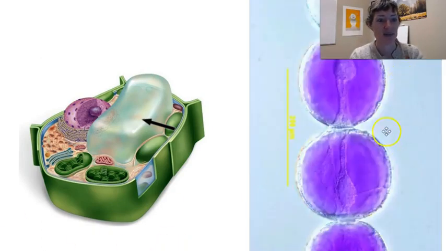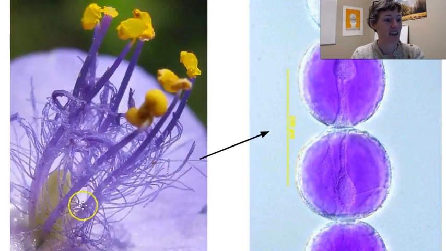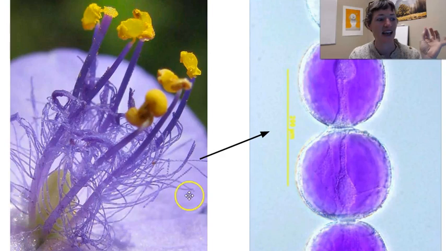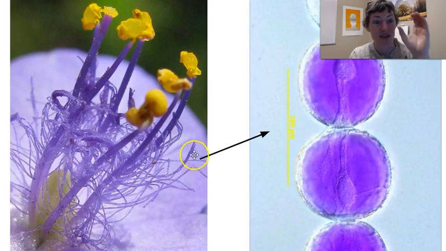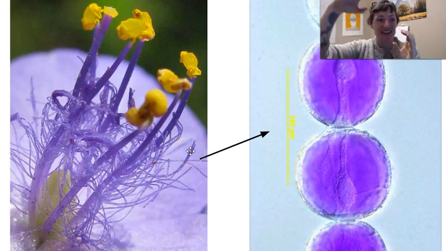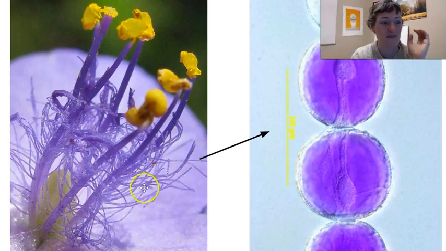Here is a cool example of just the central vacuole and how big it is within a plant cell. So these are the little hairs that are around the stamens of a plant called Tradescantia. And so it's got these purple stamens, and they're quite large, so you can see the cells. They're just these huge cells that are stacked on top of each other like little beads on a chain. And if you look at those under the microscope, you can see them here.